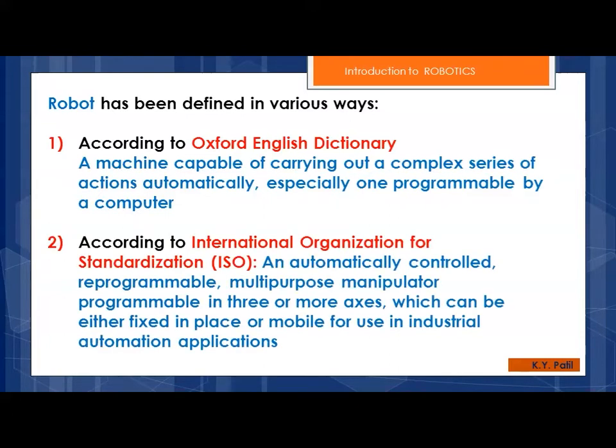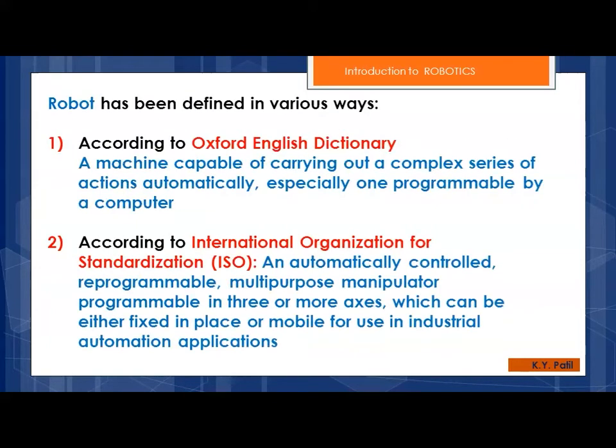Then, according to ISO, that is the International Organization for Standardization, the robot is defined as an automatically controlled, reprogrammable, multifunctional manipulator, programmable in three or more axes, which can be either fixed in place or mobile for use in industrial automation applications.